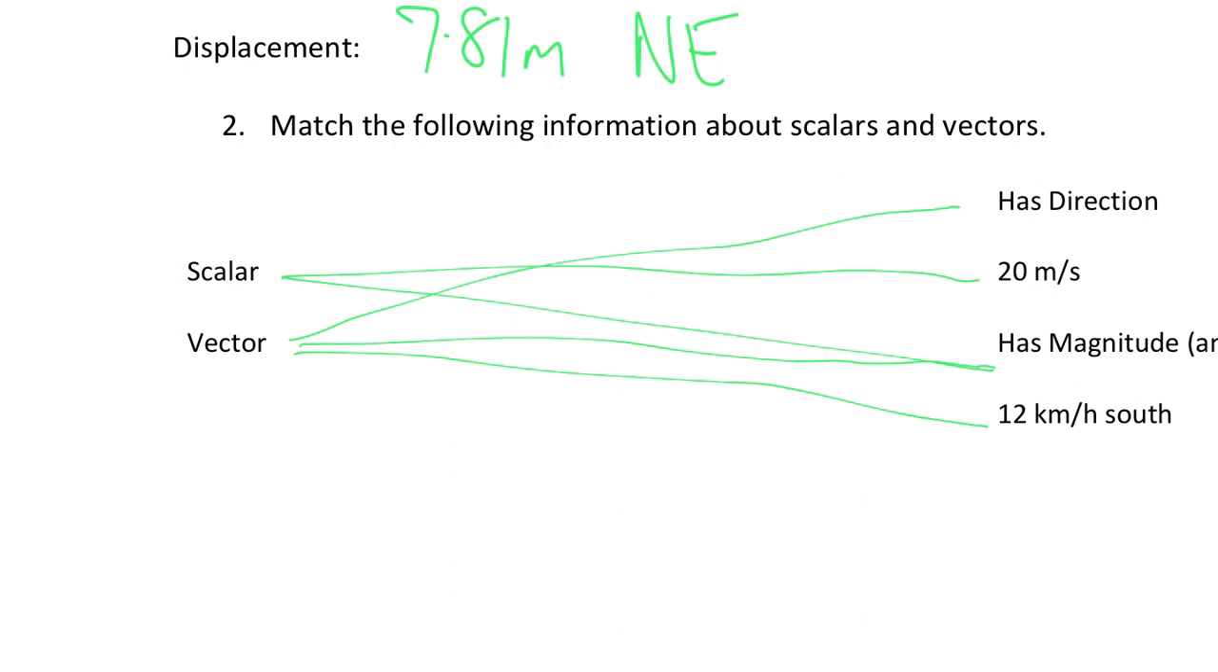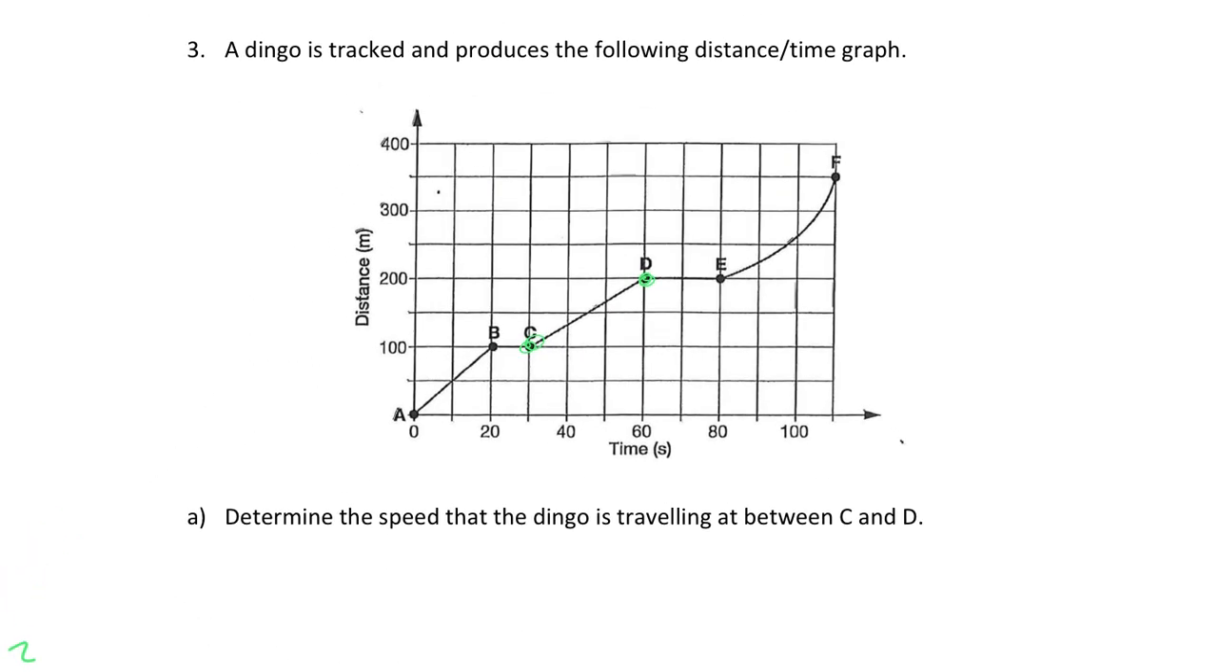All right, so this one here, dingo tracked, right? C to D, what is the speed? Speed is equal to distance over time. What is that then? How far has it gone? All right, it's gone 200 meters only. So it's gone from 100 to 200 meters between C and D, right? So the distance is 100. What is the time? It's taken from 30 seconds to 60 seconds here, which happens to be then 30 seconds, right?